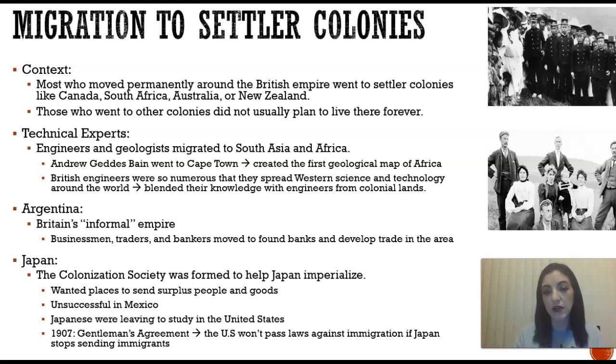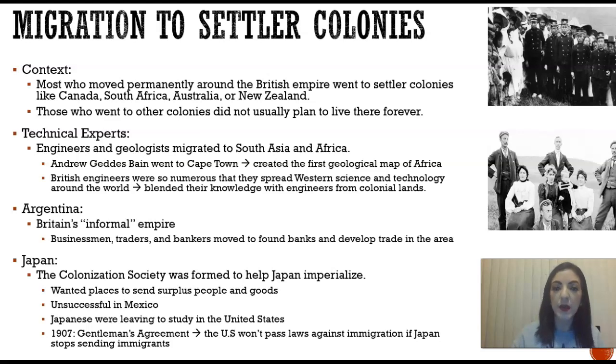So you're going to see those settler colonies pop up in Canada, South Africa, Australia, and New Zealand. Those who went to other colonies usually did not plan to live there forever. For example, you have technical experts. These are guys who are like engineers and geologists. Notice how I said guys, because women, we didn't go to school at that time. So engineers, geologists who migrated to South Asia and Africa.